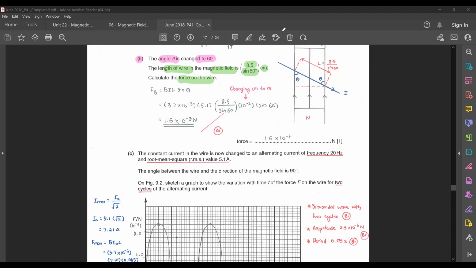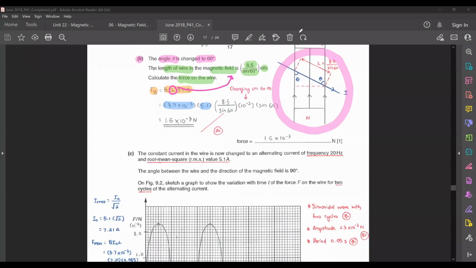So since your wire is now placed at an angle to your magnetic field, it looks like this. There's a certain angle that it makes with your magnetic field. So when it comes to the magnetic force acting on the wire, then we know that is FB equals BIL sine theta. Your magnetic flux density remains 3.7 millitesla. Your current is 5.1 amps, but the length L that you would want to use right now is actually this one. They've already told you that the length of the wire inside the magnetic field is 8.5 over sine 60.